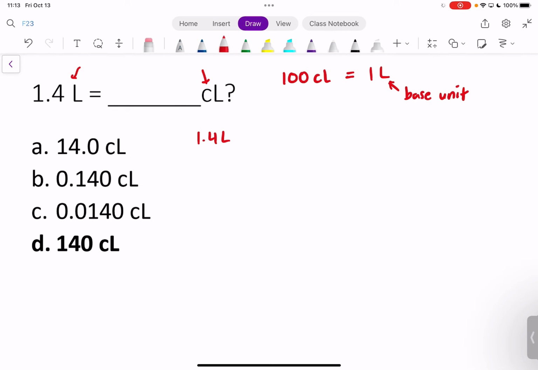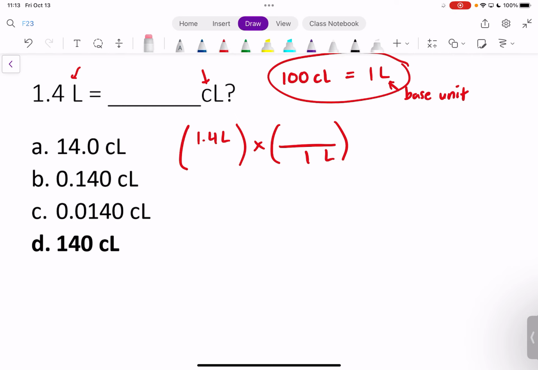Okay, so we start with 1.4 liters, and we want to get rid of liters. If we want to get rid of liters, where does liters have to go in that fraction? Top or bottom? Bottom. Why? We have to cross them out. So liters over here is going to cancel out with liters down here. All right, so if 1 liter is on the bottom, I'm using this equality. If 1 liter is on the bottom, what goes on the top? 100 centiliters, yeah. The other side of my equality.